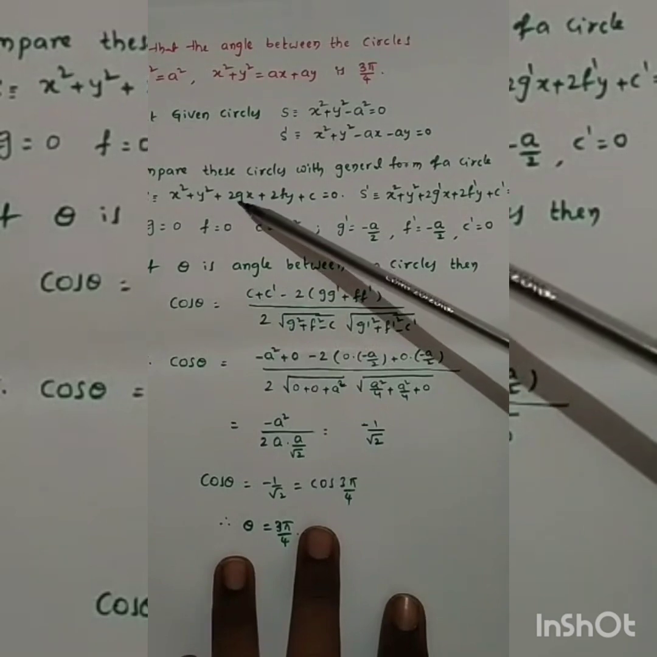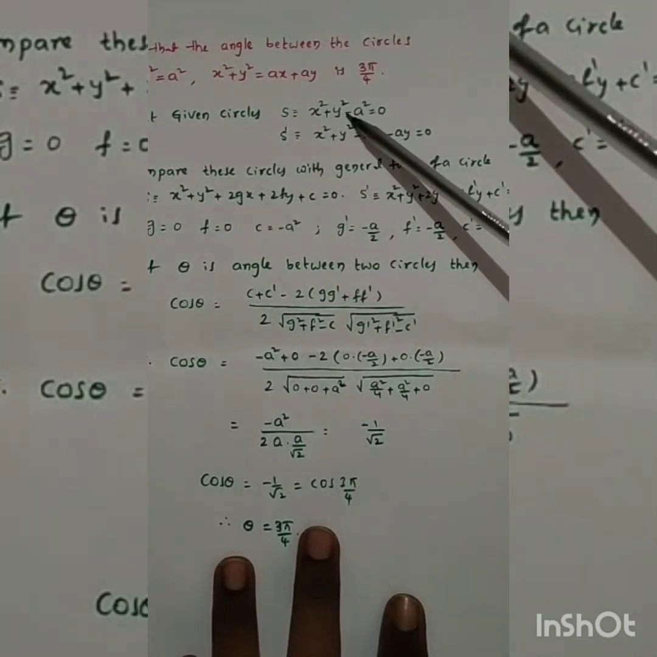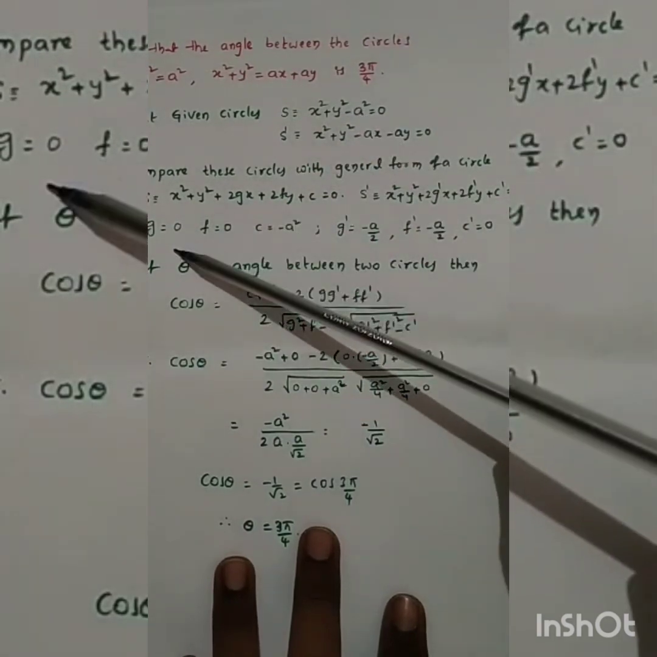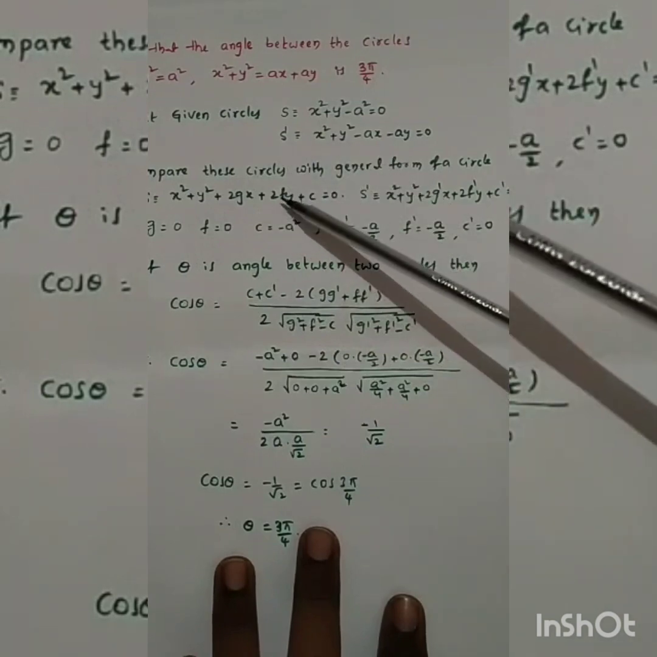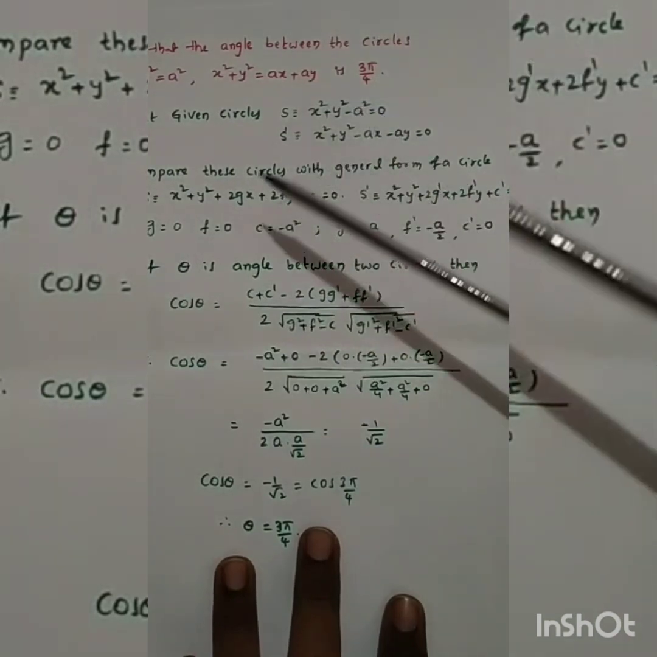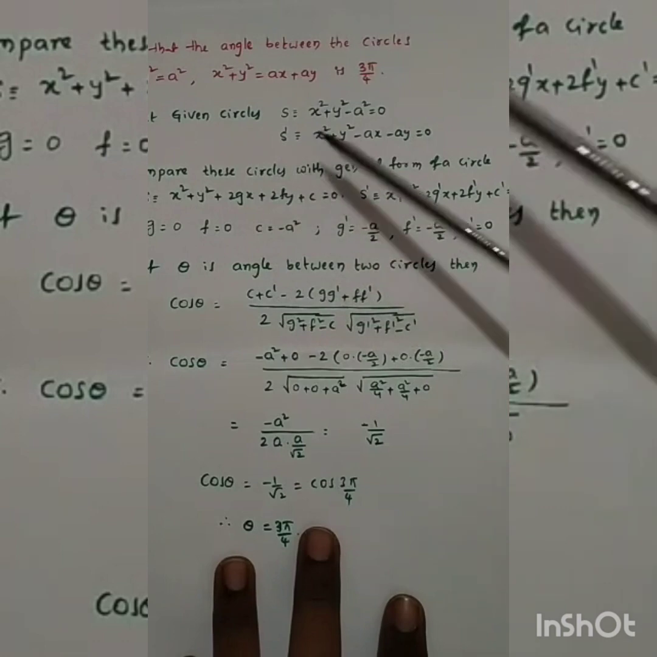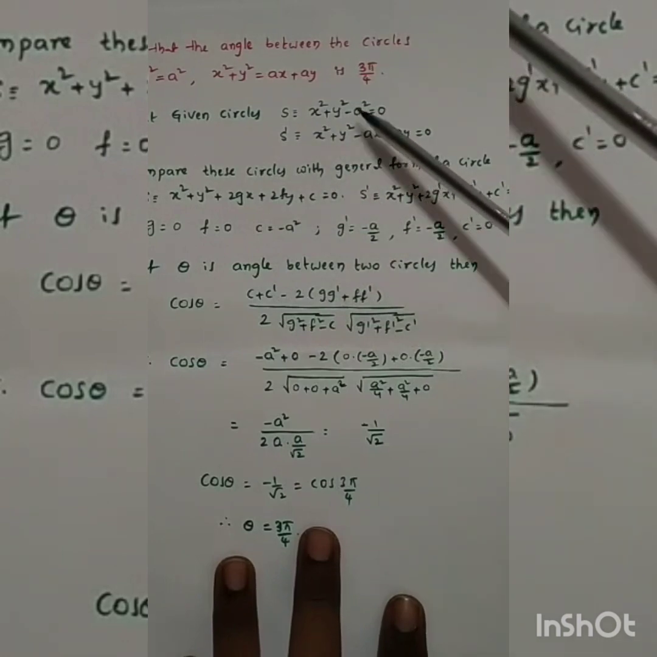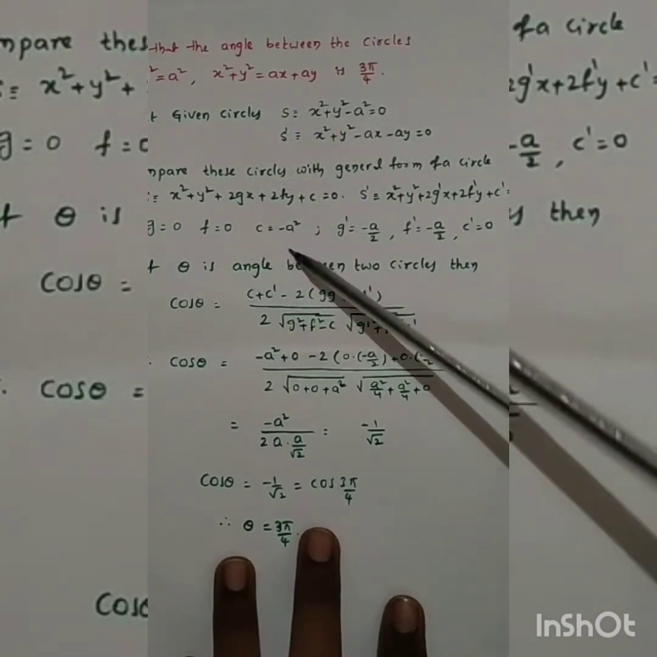The x coefficient is 2g. There is no x term here, that's why g is equal to 0. In the same way, the y coefficient is 2f. There is no y term, that's why f is also 0. f equals 0. And the constant is minus a², so c is equal to minus a².